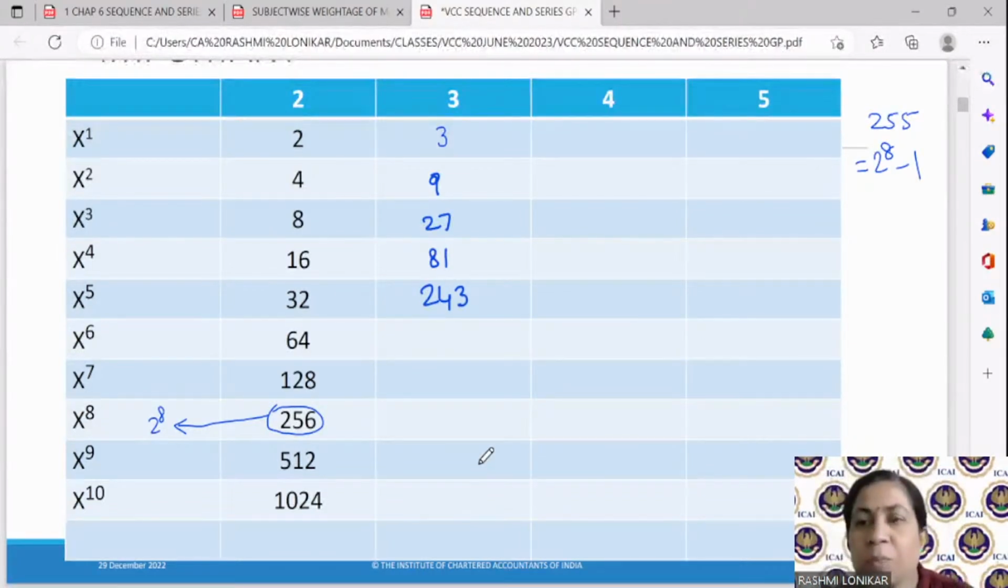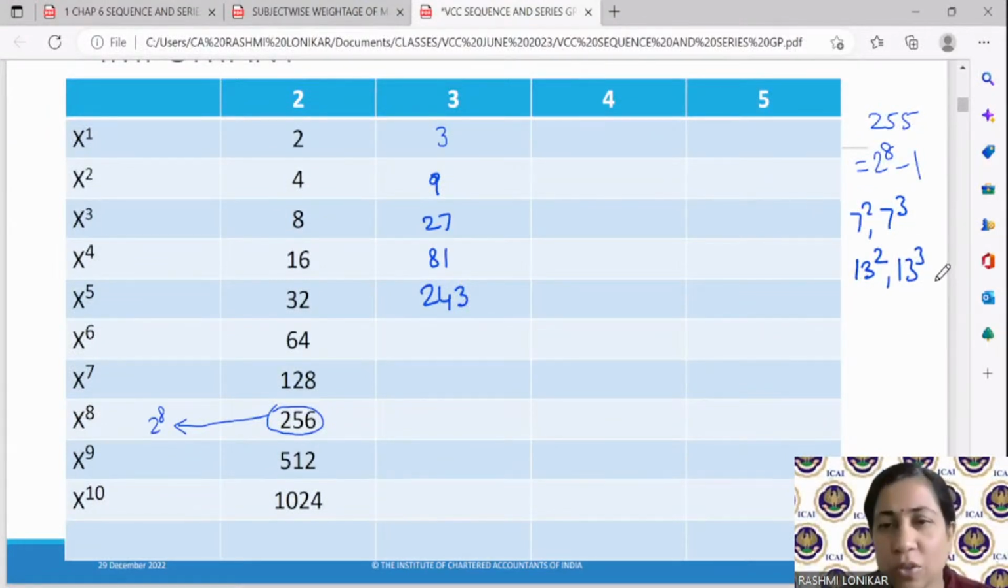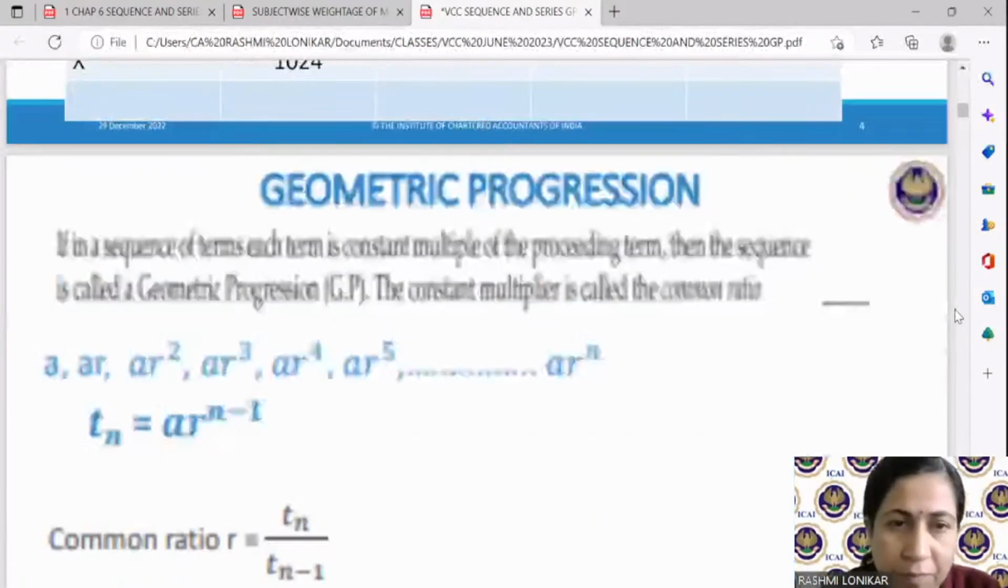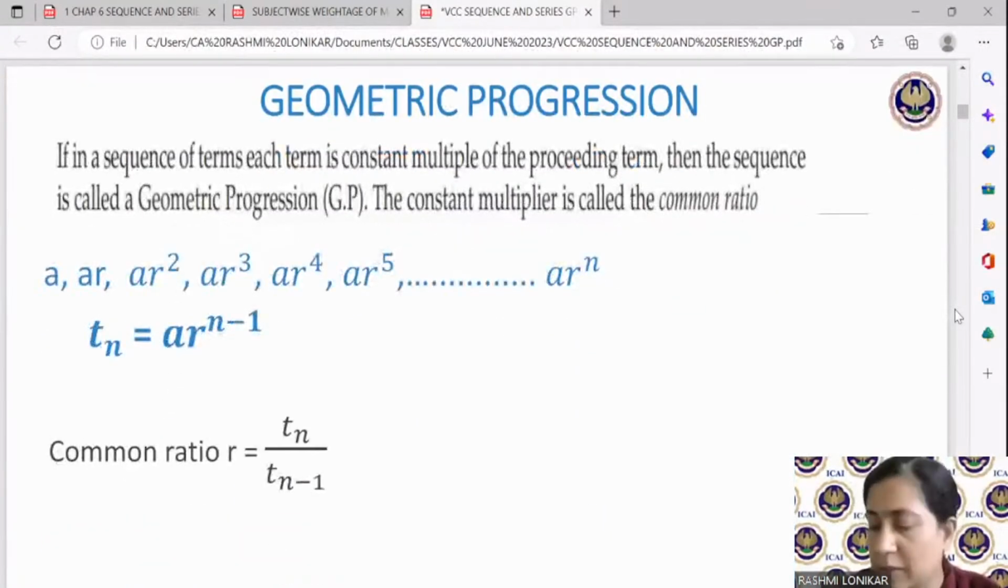Just keep it with you, especially, and then you should know 7 square, 7 cube. Similarly, at least for all these prime numbers you should know, that is 13 square, then 13 cube. Those you should usually know, so that when you see the numbers, you will be able to identify them. Okay, is that clear? You can make this chart and keep it with you. Now let us talk about the geometric progression.